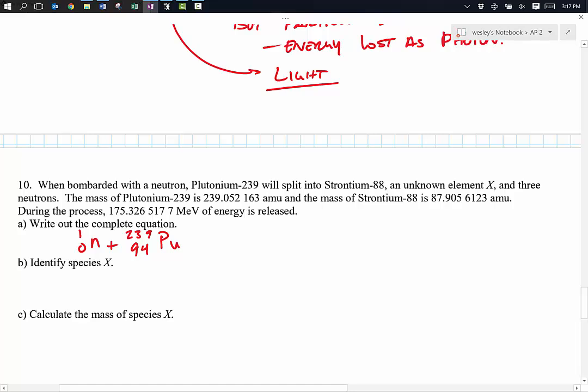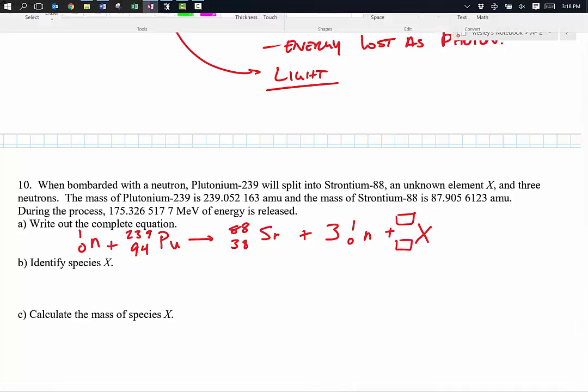If we look at our periodic table, it gives me 94 protons there. The atomic number is 94, and it decays into strontium 88. If we look up strontium on the periodic table, it has 38 protons, plus 3 neutrons, 1 0 n, plus element X. We don't know what's going on with element X just yet. So that's the complete equation right now, but we don't know yet how many total nucleons we have or how many total protons we have.